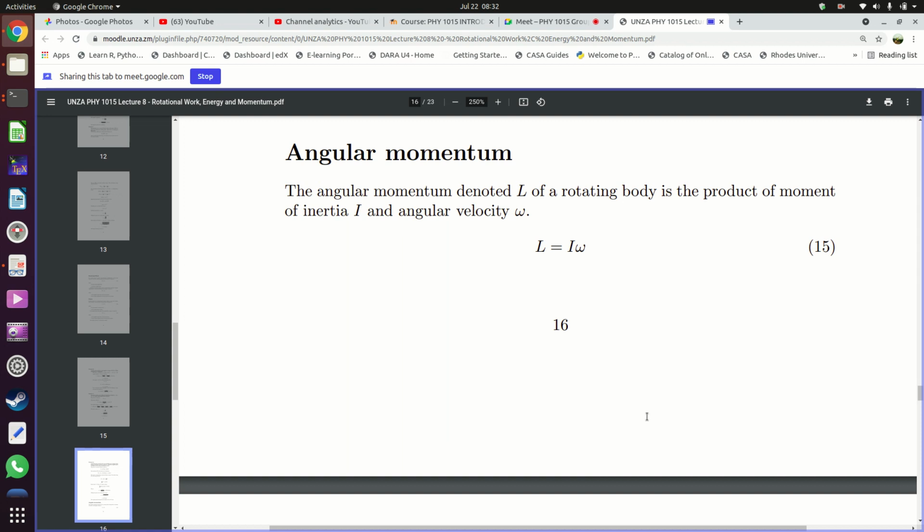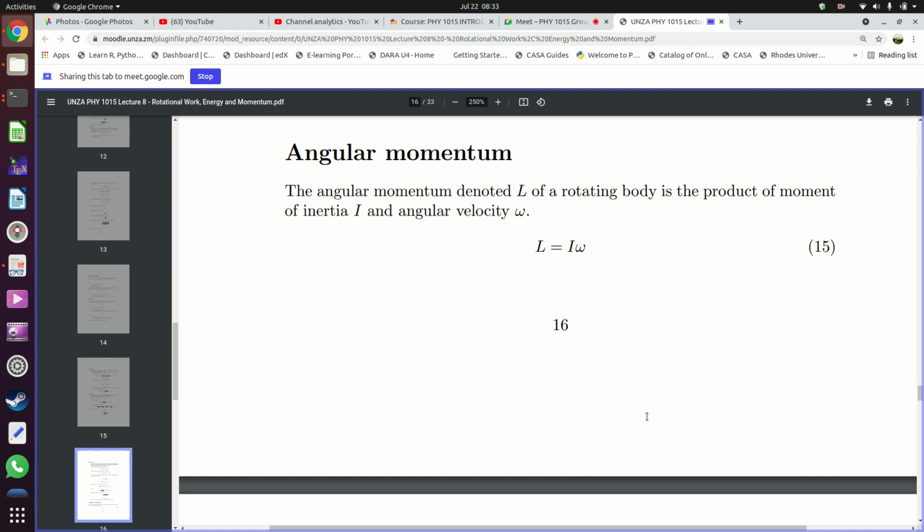Linear momentum measured the amount of motion which an object was undergoing in a straight line. That's what linear momentum measured. It measured how much motion an object was undergoing when it's moving in a straight line. And how do we get that amount of motion? By multiplying the mass of this particular object times the velocity.